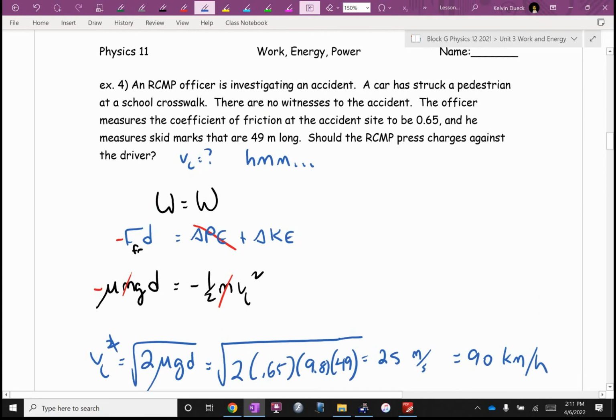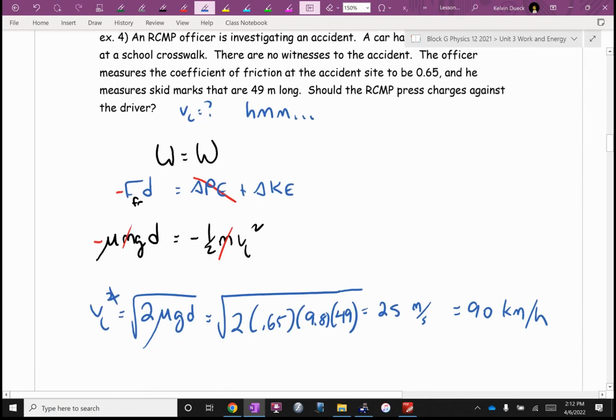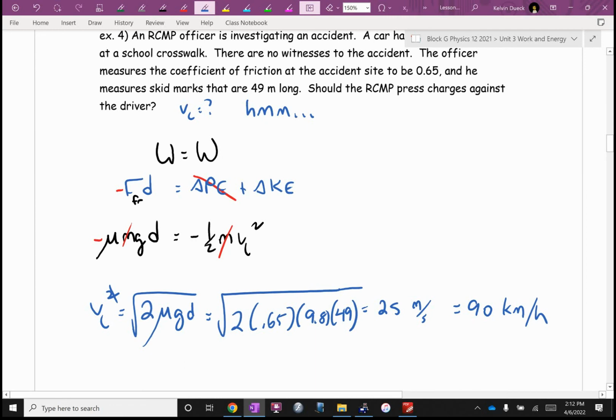Did this question say where it was? School crosswalk. So yeah, you got them, right? Certainly if it's during school hours. And even if it's not, there's not too many school crosswalks that are in a 90 zone in the evenings.